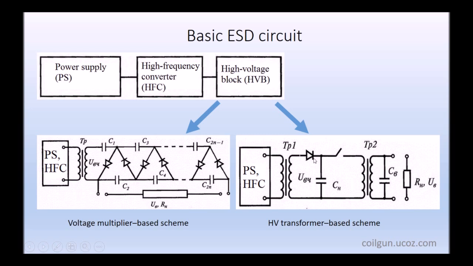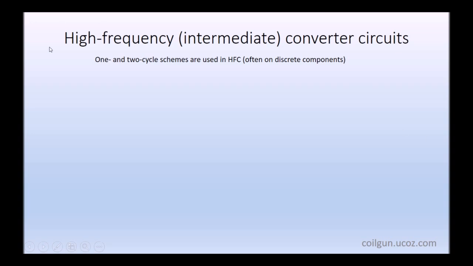In the transformer-based one, a capacitor is charged from the intermediate converter, then some switch is activated. In most cases it is a simple gas spark gap, and a high voltage transformer, from the secondary winding of which we obtain our high voltage. Now we will examine these two schemes, but at first we should learn how this high frequency intermediate converter is arranged.